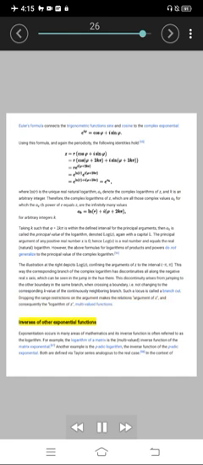Inverses of other exponential functions. Exponentiation occurs in many areas of mathematics and its inverse function is often referred to as the logarithm. For example, the logarithm of a matrix is the multi-valued inverse function of the matrix exponential. Another example is the p-adic logarithm, the inverse function of the p-adic exponential.